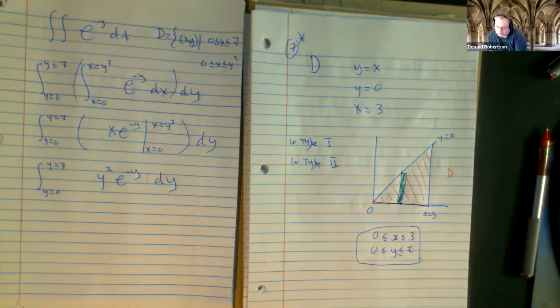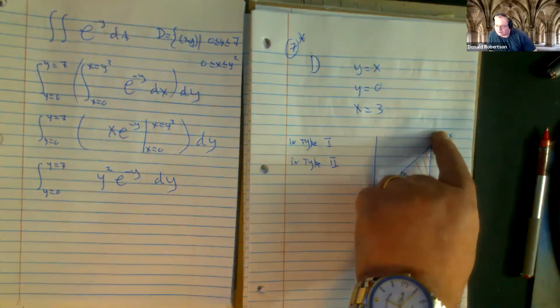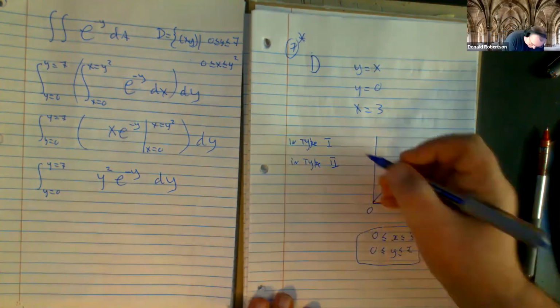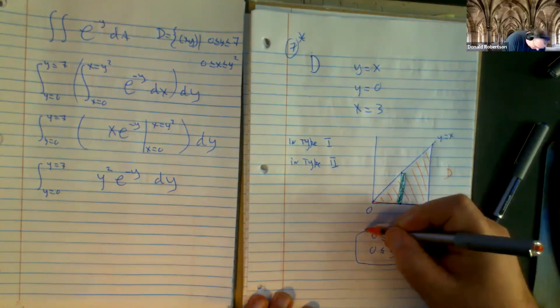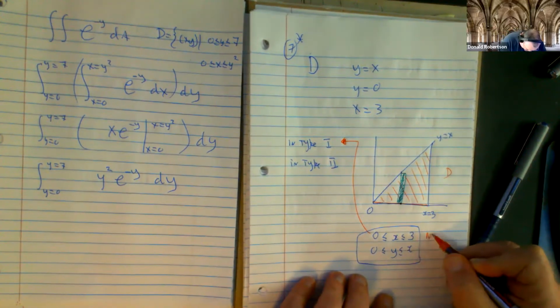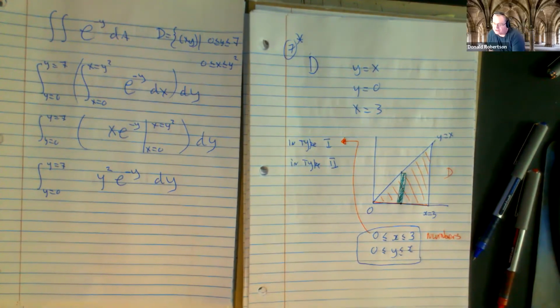X going from 0 to 3 and y going from 0 to here, right? And 0 to here is x, because y is equal to x. And that is what a type 1 is. A type 1, the numbers are on the X, right? X goes from number 0 to number 3. Type 1 has numbers where the X's go. So it doesn't take a lot to figure out. Isn't type 2 going to be the Y has the numbers?